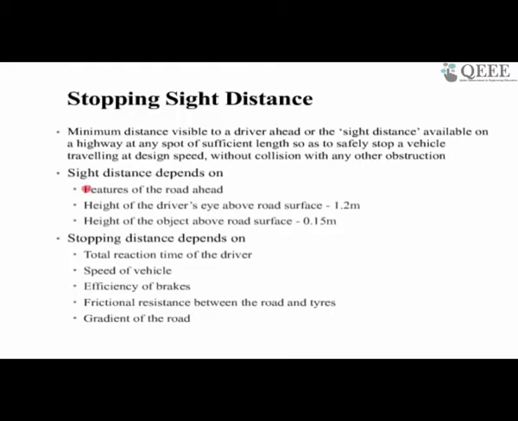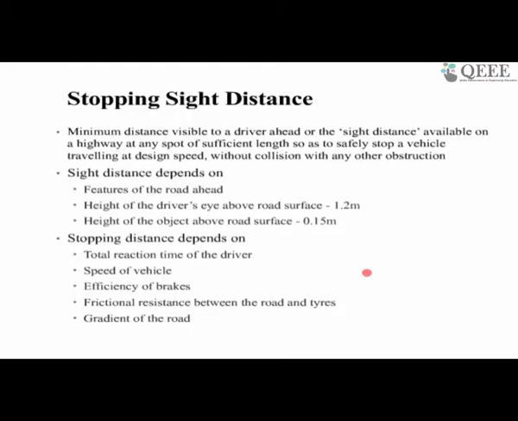And this sight distance depends on the features of the road ahead. What are the features? I'll come to that. Height of the eye, which, as I told you, we consider 1.2 meter. If your height is more, definitely you are in a better shape, but at least it should be 1.2 meter high, so that vehicles are designed with this factor in mind. The height of the object, as I told you, is 0.15 meter. If the height is less than that, the vehicle can go over it without any issue.